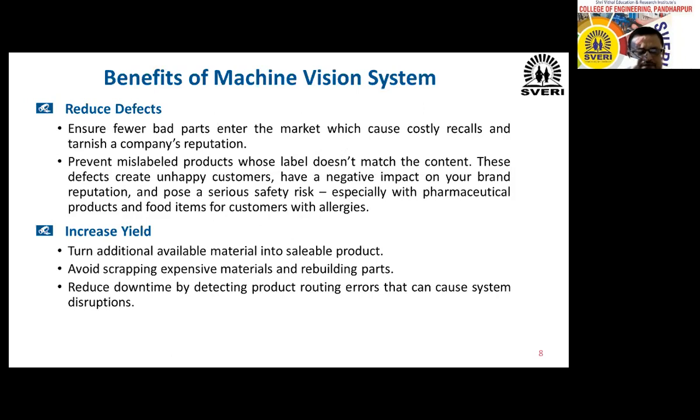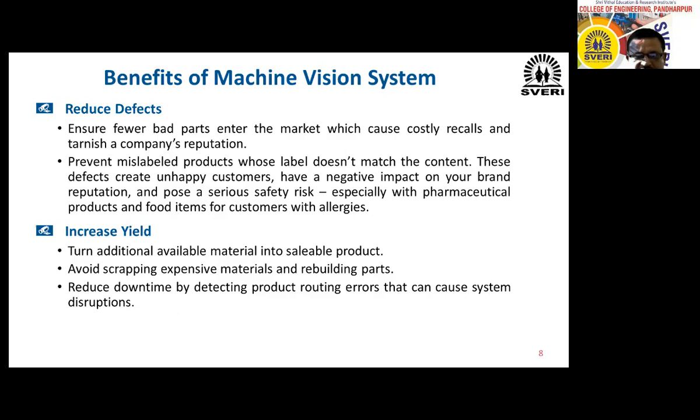Benefits of machine vision systems: reduce defects. Ensure fewer bad parts enter the market, which cause costly recalls and tarnish a company's reputation. Prevent mislabeled products whose label doesn't match the content. These defects create unhappy customers, have a negative impact on your brand reputation, and pose a serious safety risk, especially with pharmaceutical products and food items for customers with allergies.